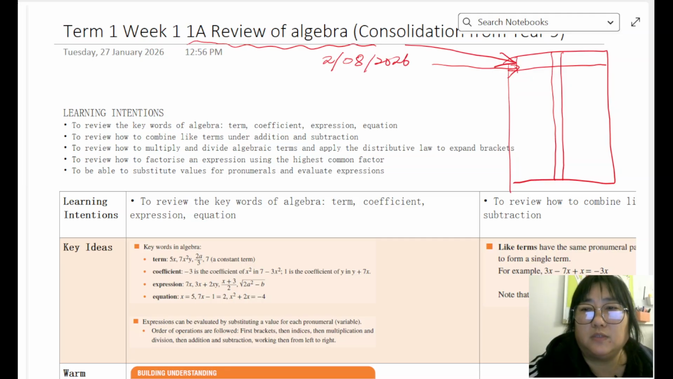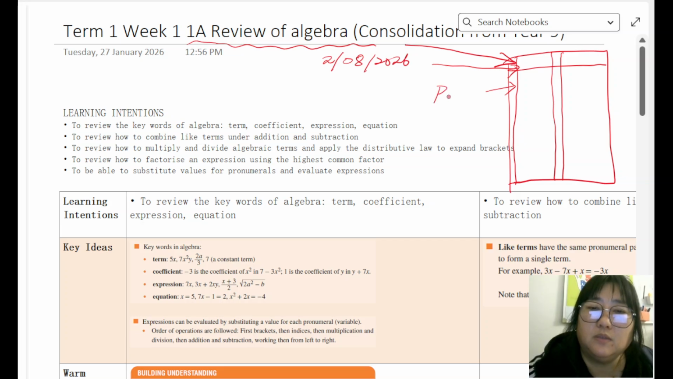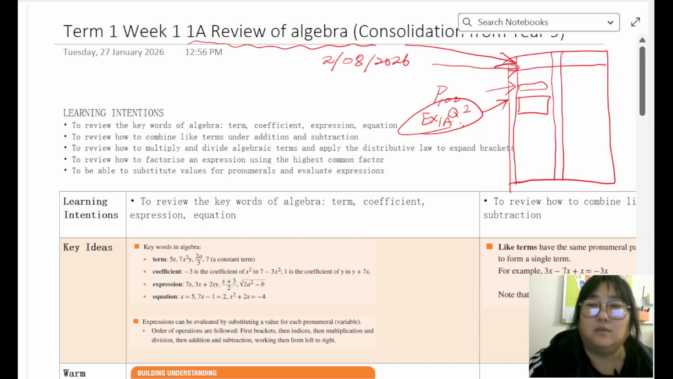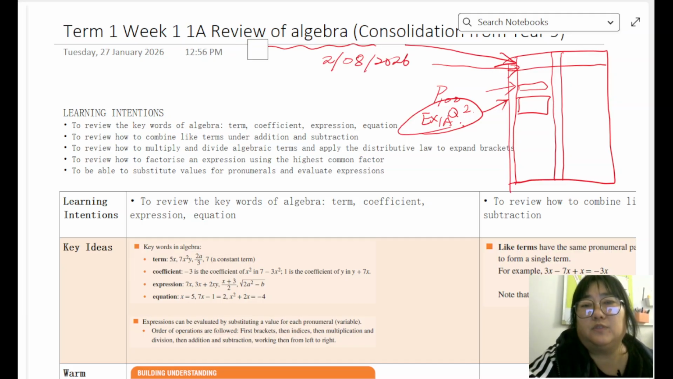For this A4 size page, I also ask students to draw 2 margins, one on the left hand side and one in the middle. This margin is used if they need to write down the page number, like page 100, then question 2 or exercise 1A, that kind of information. They will leave that here. Then they can copy down the original question and then the solution. That is basically what I ask my students to prepare for the first lesson.